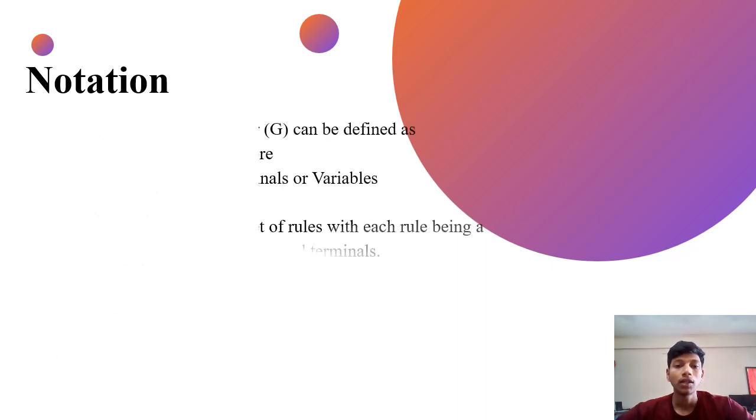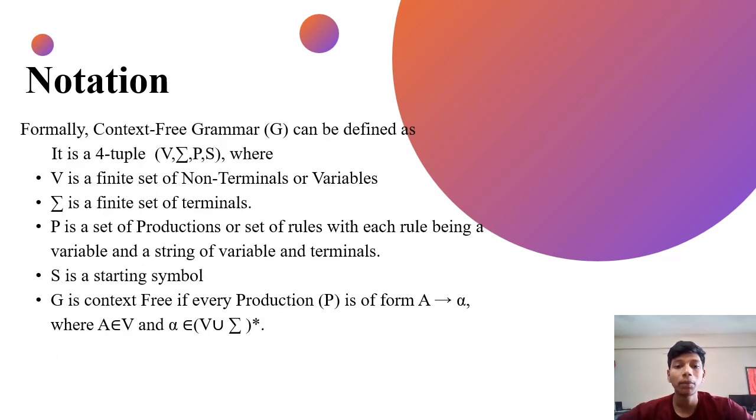Notations. Generally, a context-free grammar is denoted by capital G, and it is a four-tuple which consists of V, sigma, P, S. V is a set of non-terminals, and sigma is a set of terminals. P is a set of productions or rules. S is the starting symbol. And generally, a production of a context-free grammar G is denoted by A tends to alpha, where A belongs to V and alpha belongs to (V union sigma) whole star.